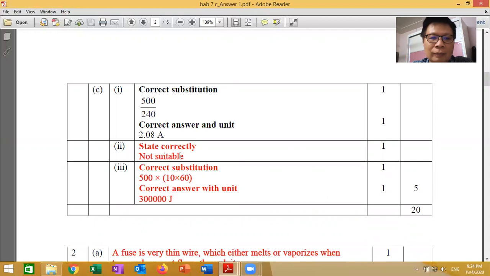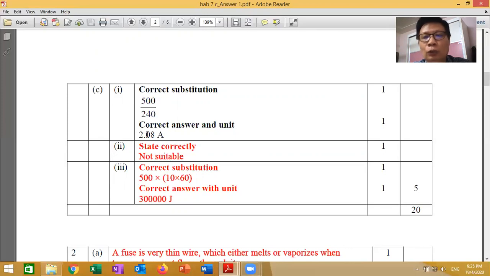Why not suitable? Because the current flowing is 2.08, but the fuse is 5 ampere, it's too big already. Sometimes the current can reach 3 ampere, 4 ampere, but the fuse still does not melt, which is not good. This hair dryer will only have a current of 2.08. So if it is slightly higher, for example 3 ampere, it should be cut off already. I made a mistake: the fuse is 0.5. Now the current 2.08 is too high already. Too high means that every time you switch on the hair dryer, the fuse cuts off the current. So it is not suitable to use. The fuse size is too small, because the current here is 2.08 ampere.